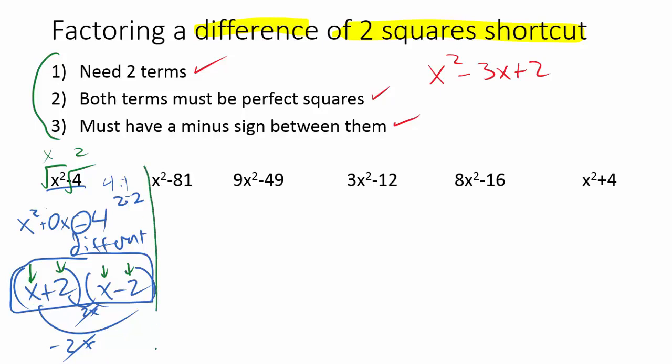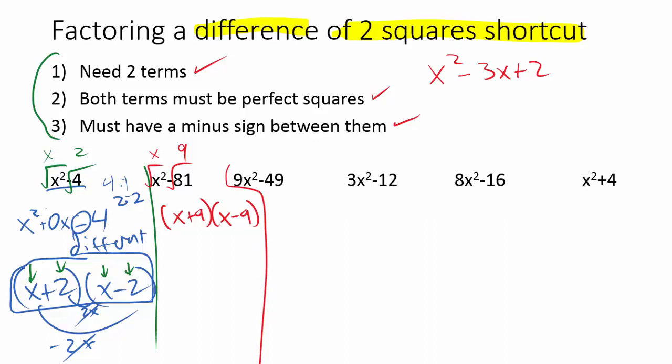Let's try it again on this next problem over here. So I've got two terms, they're both perfect squares, and there's a minus sign between. So the shortcut would be, I can square root each of these. This one will be x, this one will be 9. So to factor this a little bit quicker, I can just go right to x plus 9, x minus 9. And I'll leave that to you guys to check these and FOIL them out to make sure that they do actually work. So that would be that shortcut there.